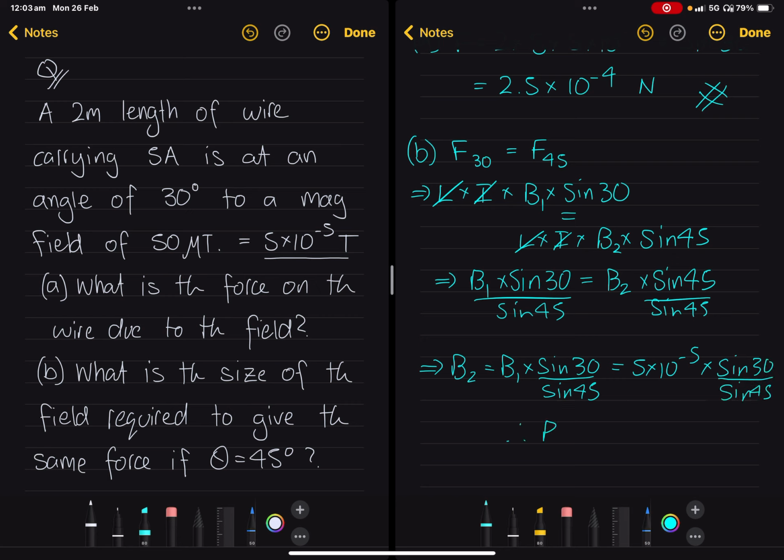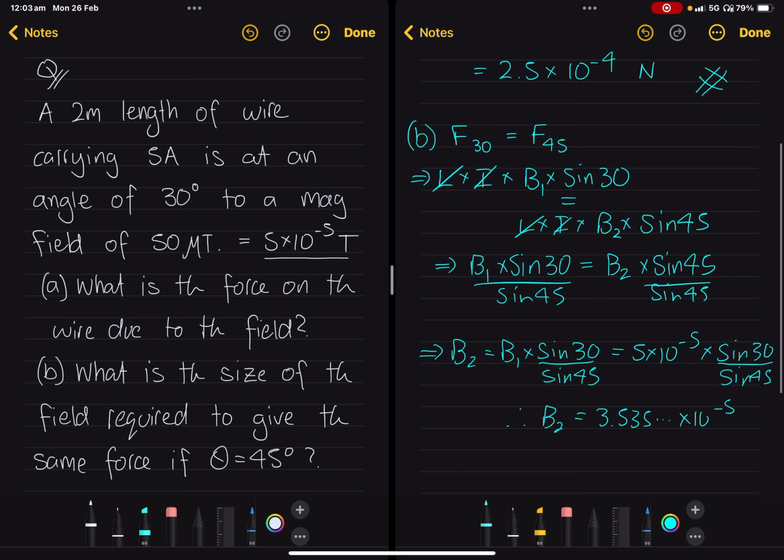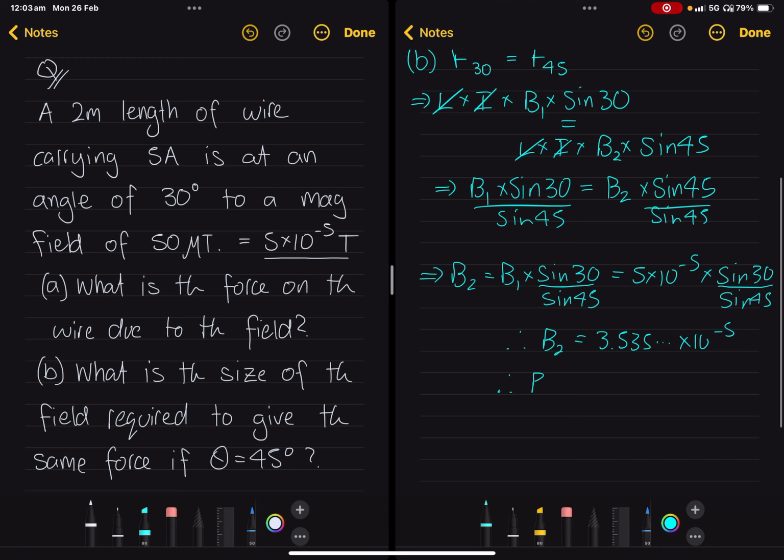We can put this in our calculator. This will tell us that B2 is 5 times 10 to the minus 5 times sine of 30 divided by sine of 45. And this is 3.535 times 10 to the minus 5. We could say that B2 is about 3.54 times 10 to the minus 5 teslas.